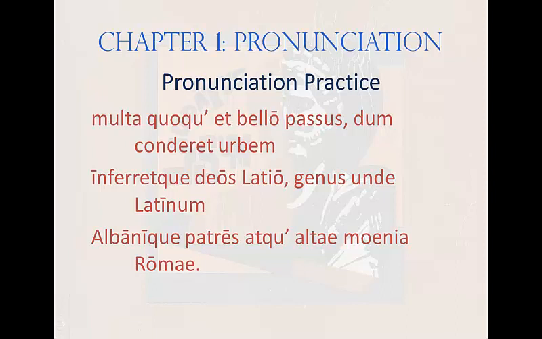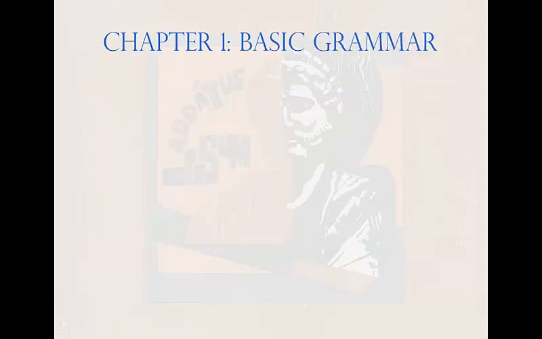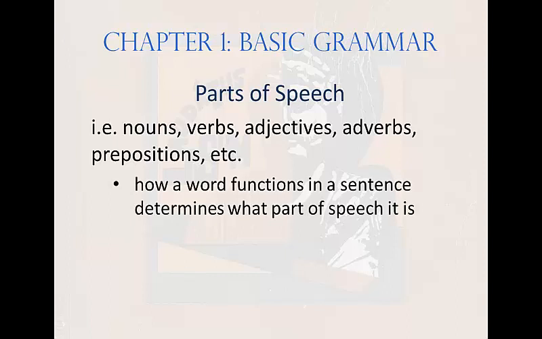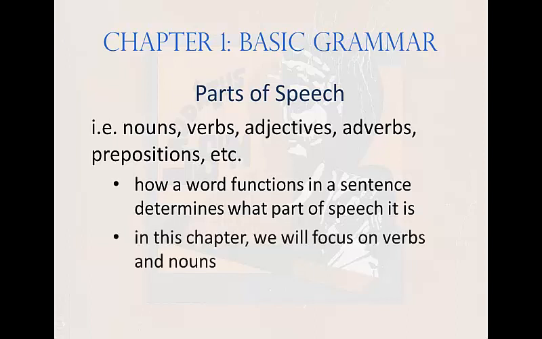Before we begin to look at Latin grammar, let's look at some basic grammar that applies to both Latin and English. The first thing to be aware of is that words in Latin and English are divided into what grammarians call parts of speech. That is, nouns, verbs, adjectives, adverbs, prepositions, and so on. How a word functions determines what part of speech it is. Eventually, we'll study all the parts of speech in Latin, said the teacher with a smile that was really a threat. But for right now, that is Chapter 1, the two that matter are verbs and nouns.